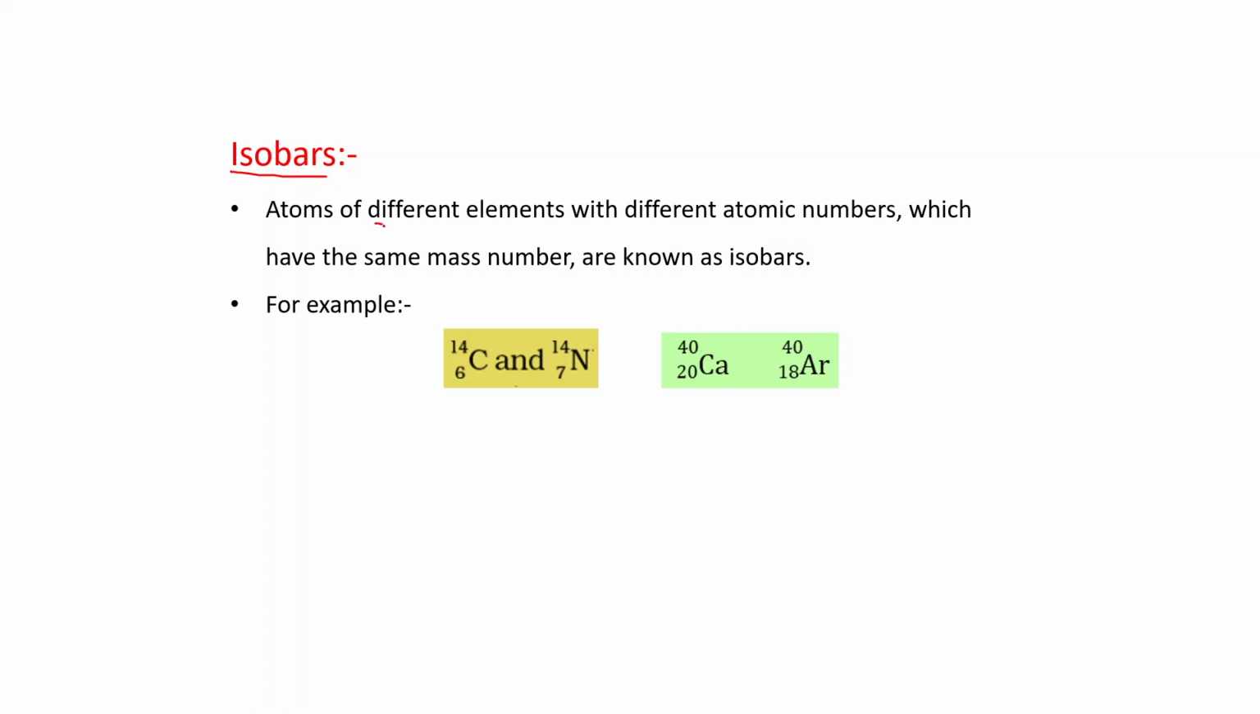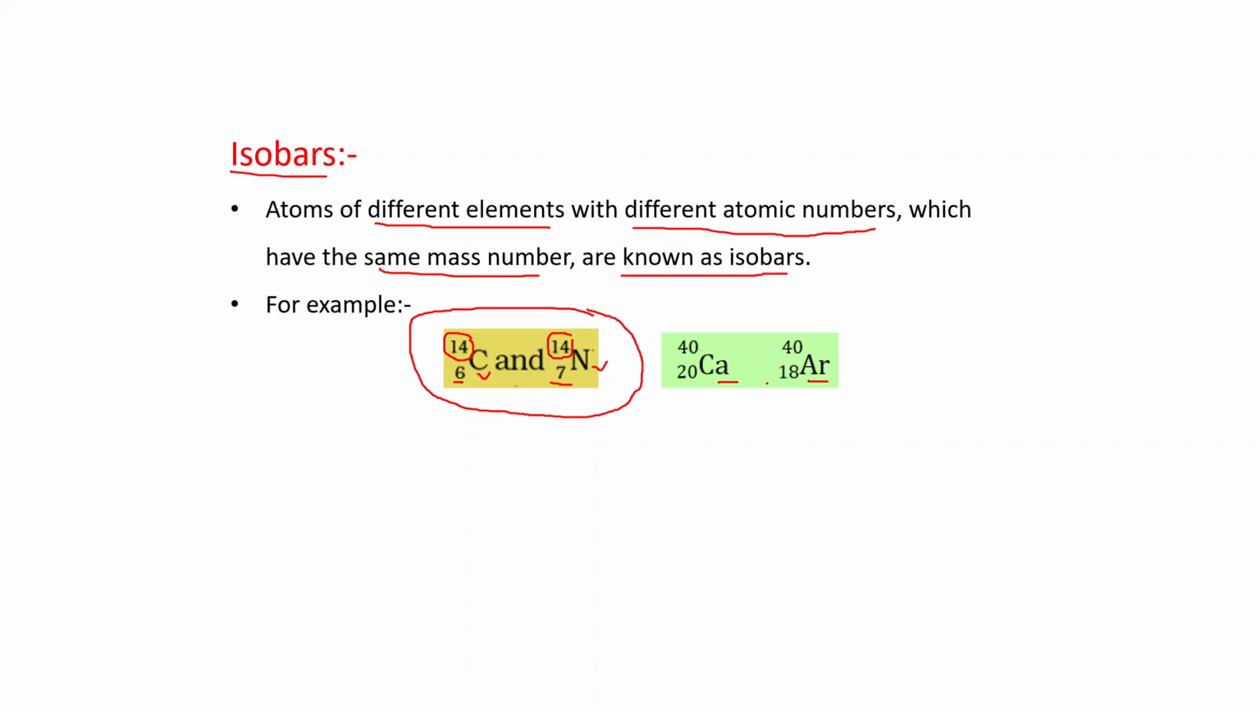Isobars. Atoms of different elements with different atomic numbers which have the same mass number are known as isobars. For example, this is carbon and nitrogen. Atomic numbers are different. Carbon is 6, nitrogen is 7, but you see mass numbers are the same. That's why this pair is considered as isobars. In the same way, calcium and argon. Calcium atomic number is 20, argon atomic number is 18. Different atomic numbers, but you can again see mass numbers are the same.